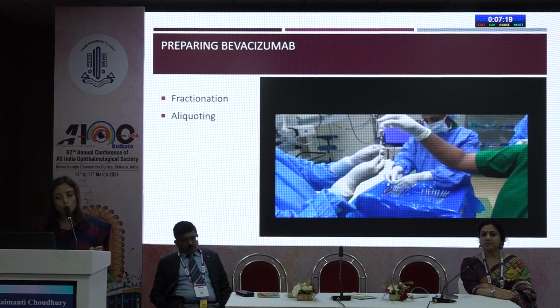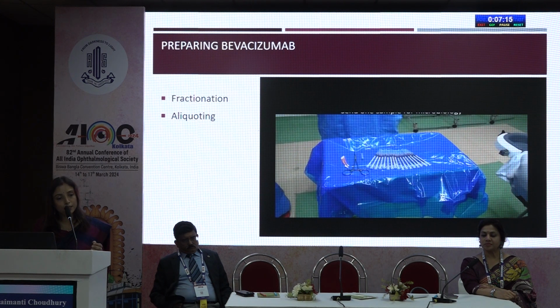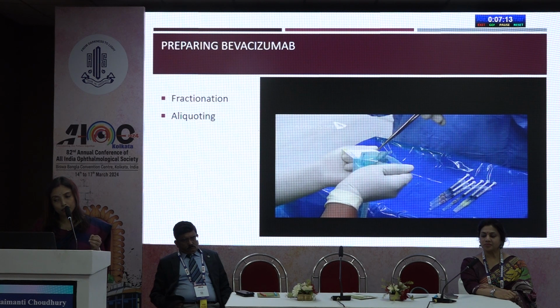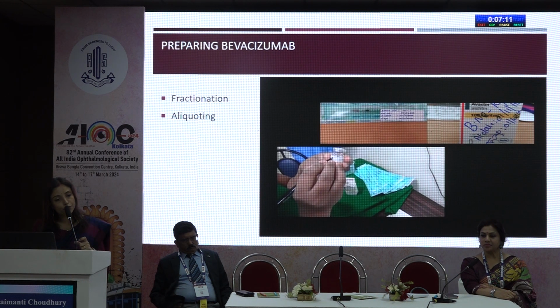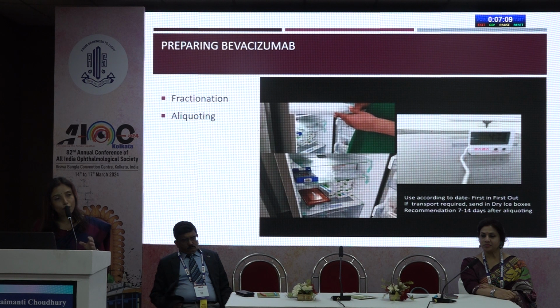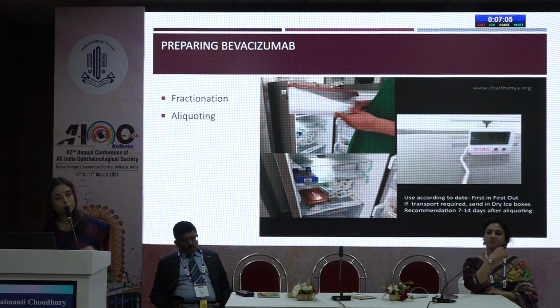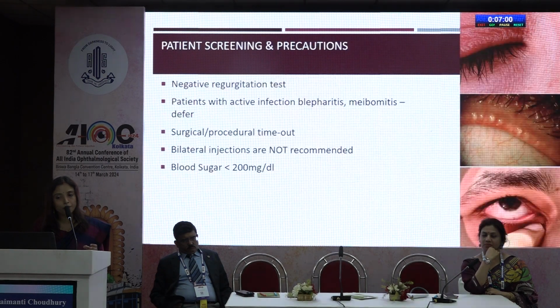When it comes to preparing bevacizumab, it has to be fractionated and allocated. Allocating has to be done in insulin syringes from the multi-dose vial, and then those are preserved in ETO sterilized packages. Packages are again kept in boxes, which are then refrigerated.